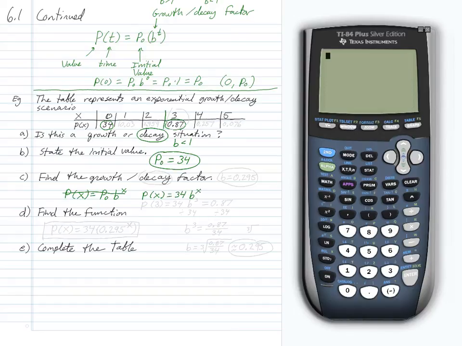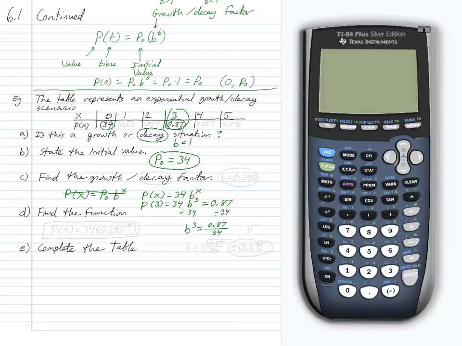Well then, if we plug 3 in for x, we would get 34 times b cubed, and that's supposed to be equal to 0.87. So we'll enforce that based on the second point that we're given, and then we can solve for b. If I divide both sides by 34, I'll get b cubed equals 0.87 over 34. Now you can plug that into your calculator.